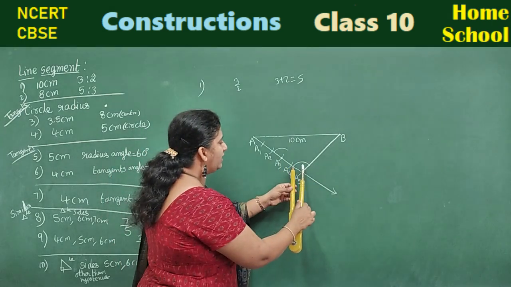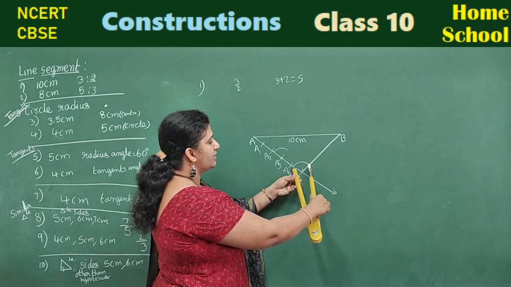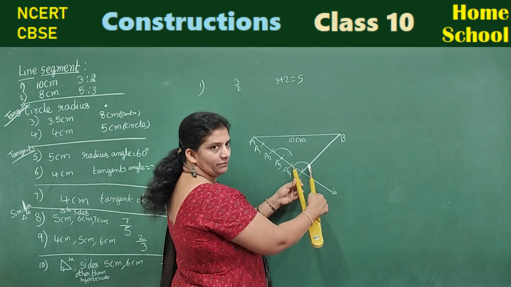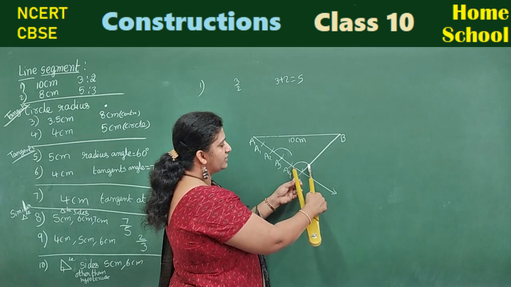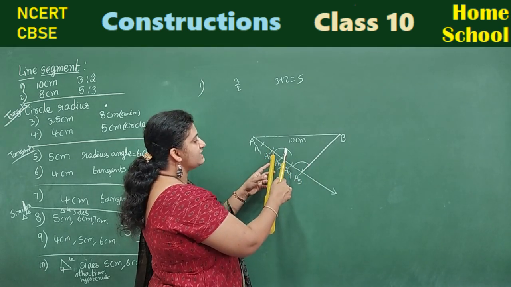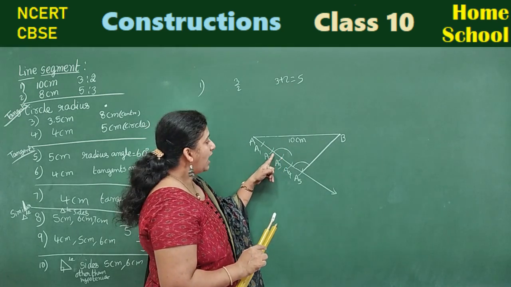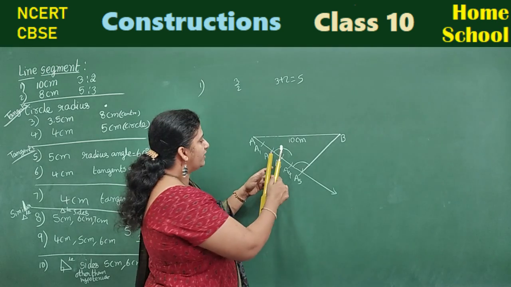And now go back, measure. When you are measuring, you should not disturb this. Yes. Measure from this end point to this end point, you need to measure. And go to this arc where it is touching the ray, not A3. The arc where it is touching the ray.